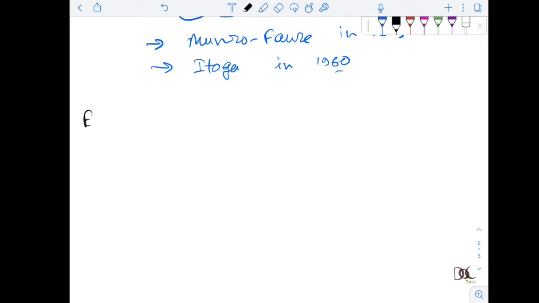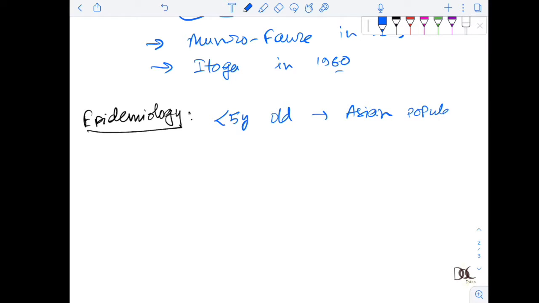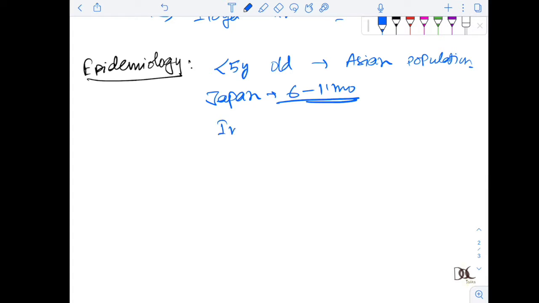Next, we'll be going for the epidemiology. So mostly it involves, as we have already said, less than 5 years old children. If we see closely, there is a shift in the involvement of Kawasaki disease in different parts of the world, because initially mostly the children of Asian population were involved. In Japan, it occurs usually at 6 to 11 months, the most commonly involved age group in Japan. And incidence is increasing in Japan, Korea, Taiwan, China, and other Asian countries, even India.